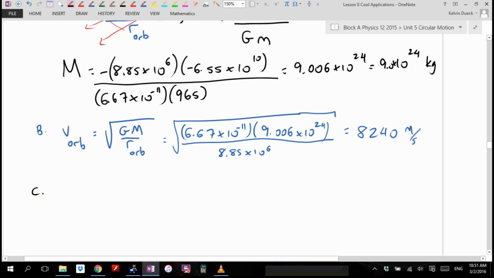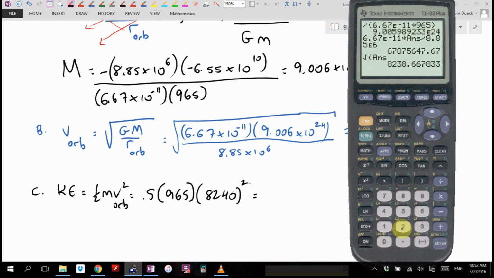Jose, what does C want me to find? Well, that hasn't changed. Which V? I guess orb. Which M? Little m. So it's going to be 0.5 times 965 times 8,240 squared, but I'm going to use my answer button if that's okay with you. So 0.5 times 965 times answer button squared. Look at that. 3.275 times 10 to the 10th.